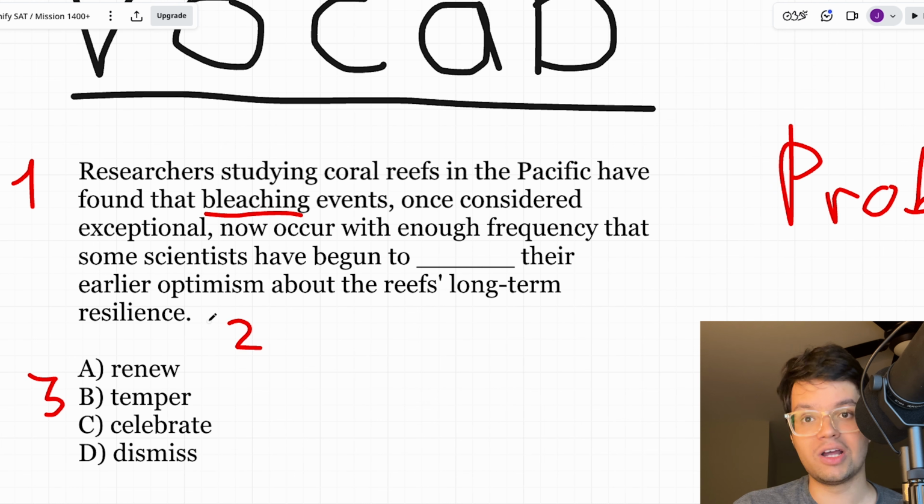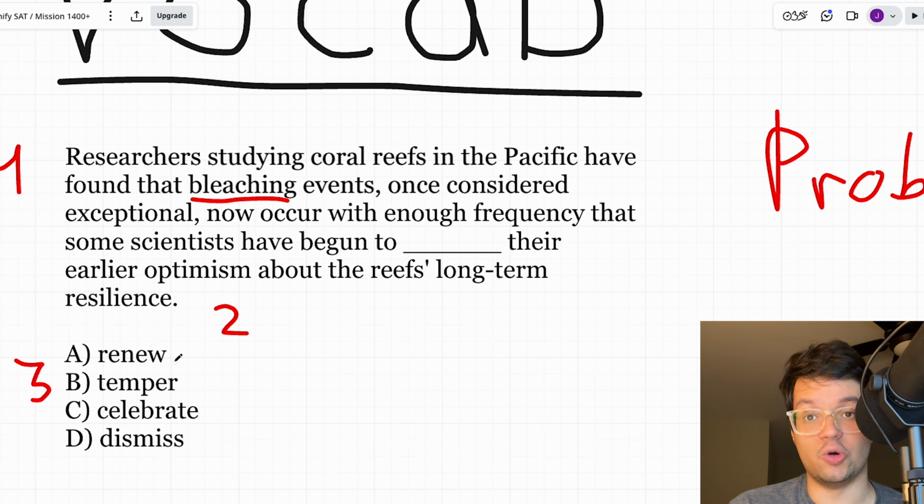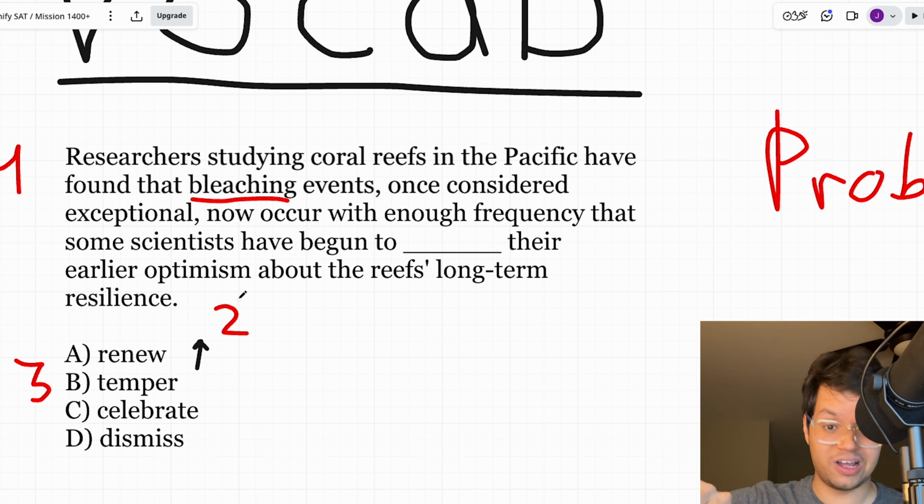So going back to this one, let's go through each of these choices. Renew. I definitely know what renew means. I have very high confidence on that. But I don't think it's going to be right because we are looking for something that means decrease. Renew is basically the exact opposite of decrease. So I'm very confident that this is wrong, so A is definitely not going to be the right answer.